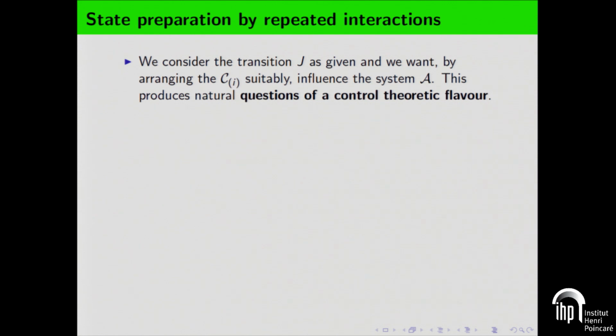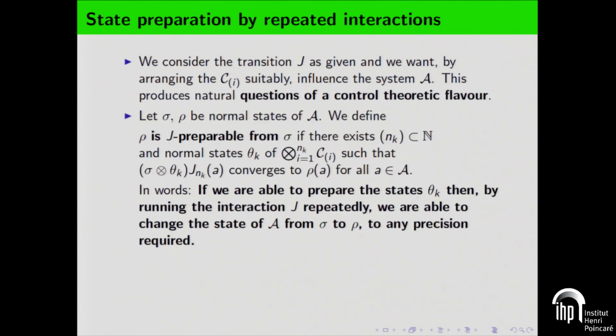Okay, so we consider the transition, this interaction, as fixed. That's something which is given by the experiment. And now we want, by arranging these systems Ci in a suitable way, to influence the system A in a way we want. So you see this produces questions of a control theoretic flavor. Right, and let's make this precise.